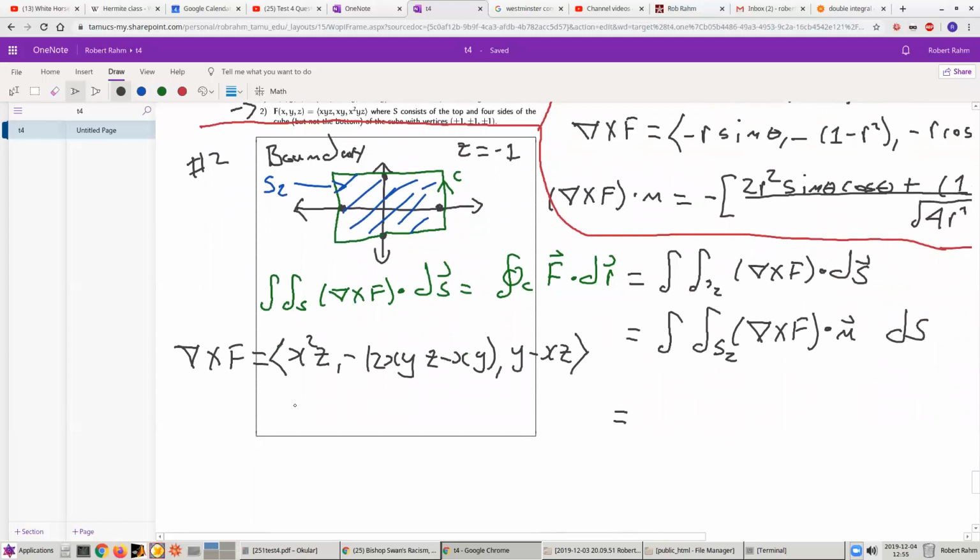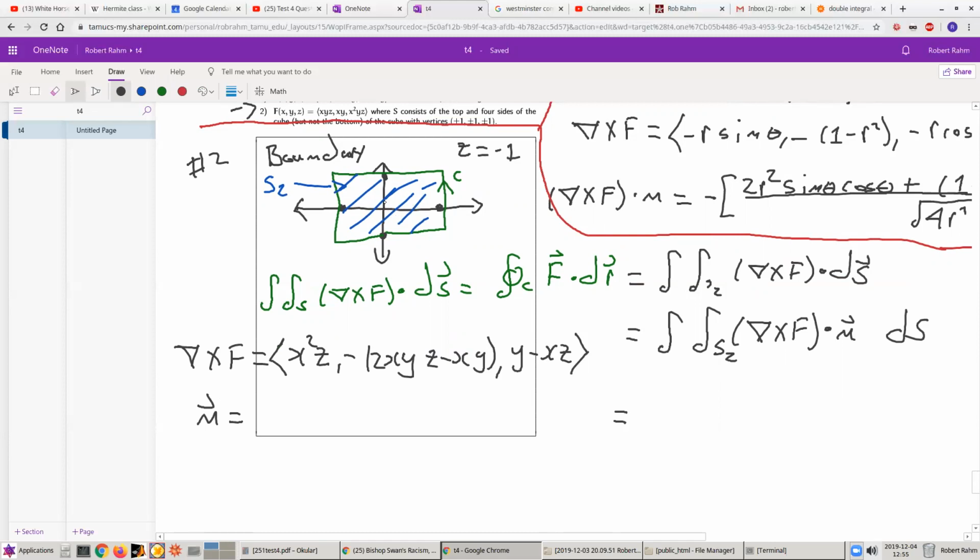Okay, now the normal vector, let's think about what the normal vector is. So the surface that we're integrating over is this square right here. That's the surface. And because the boundary curve has counterclockwise orientation, it means that this surface has upward orientation.